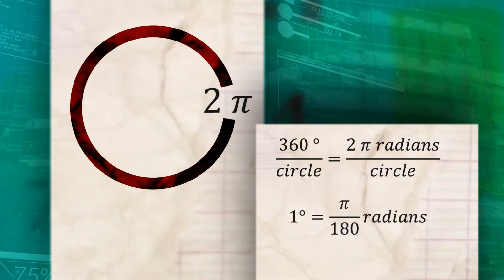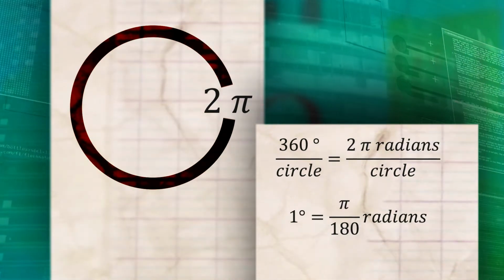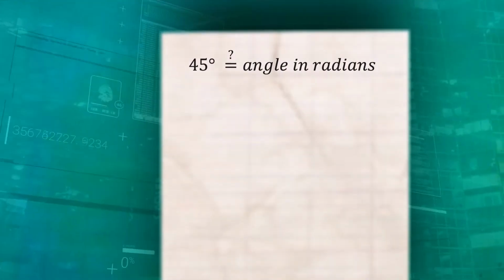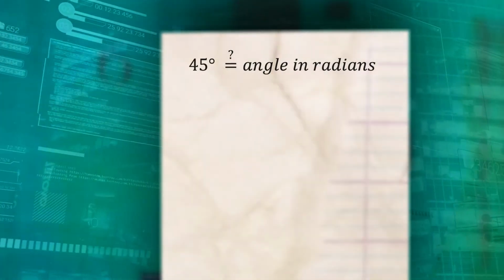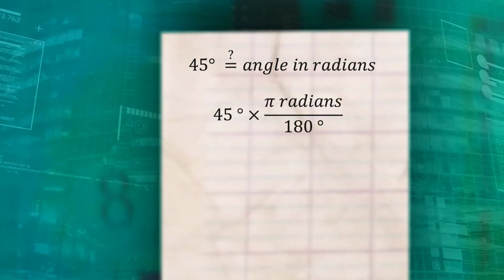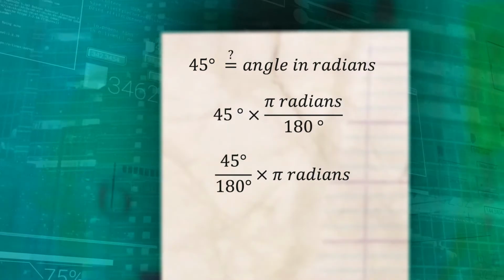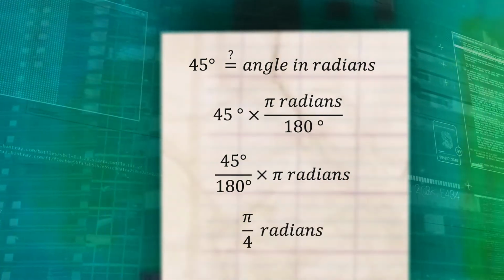Just like we had a conversion factor from meters to feet, we can use these data points to get a conversion factor for radians. So if we have a 45-degree angle, we can convert that to radians by dividing by 180 and multiplying by pi. In this case, we get pi over 4 radians, which is the same as 45 degrees.